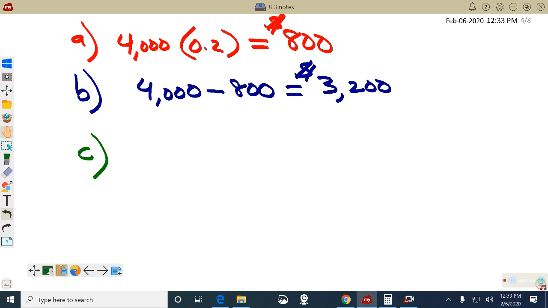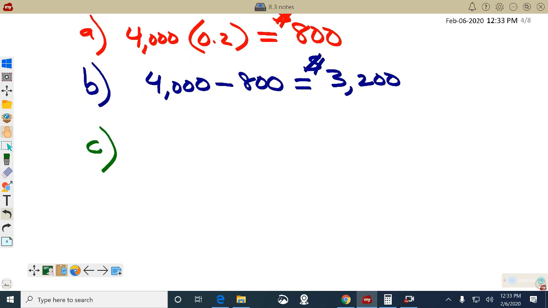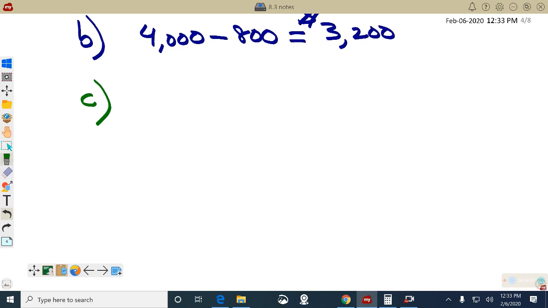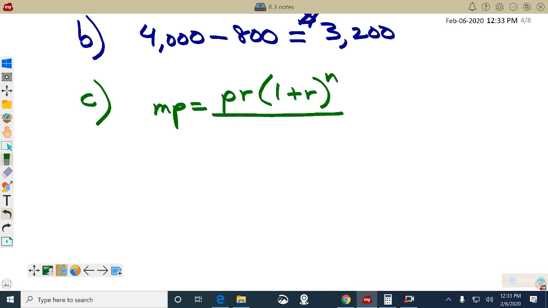So monthly payment, I'll put MP for monthly payment. Monthly payment equals the principal times the rate times 1 plus the rate to the nth power, divided by 1 plus the rate to the nth power minus 1. Again, I told you yesterday this looks a lot scarier than it actually is. Don't run away to your mommy crying. It's going to be okay. All this is pushing buttons.